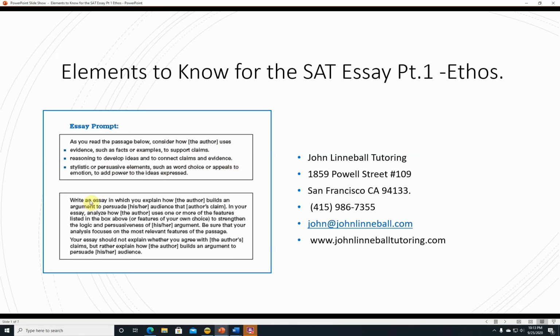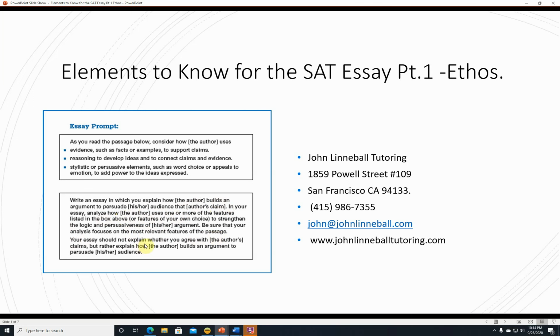So you want to write an essay in which you explain how the author builds an argument to persuade his or her audience that, and then whatever the author's claim is. McDonald's hamburgers are the best food you can eat, something like that. In your essay, analyze how the author uses one or more of the features listed in the box above or features of your own choice to strengthen the logic and persuasiveness of his or her argument. Be sure that your analysis focuses on the most relevant features of the passage.